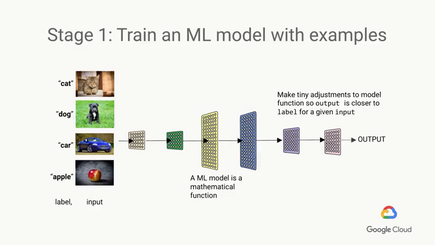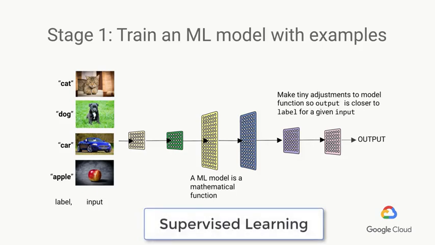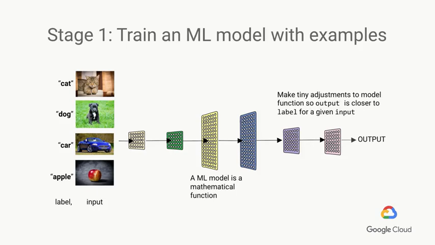The first stage of ML is to train an ML model with examples. The form of machine learning that we'll be focused on in this specialization is called supervised learning. And in supervised learning, we start from examples. An example consists of a label and an input. For example, suppose we want to train a machine learning model to look at images and identify what's in those images. The true answer is called the label. So cat for the first image and dog for the second image, those are the labels. The image itself, the pixels of the image, are the input to the model.